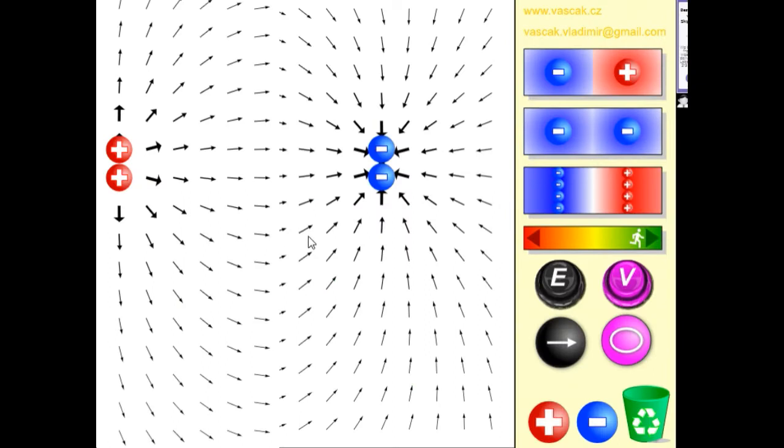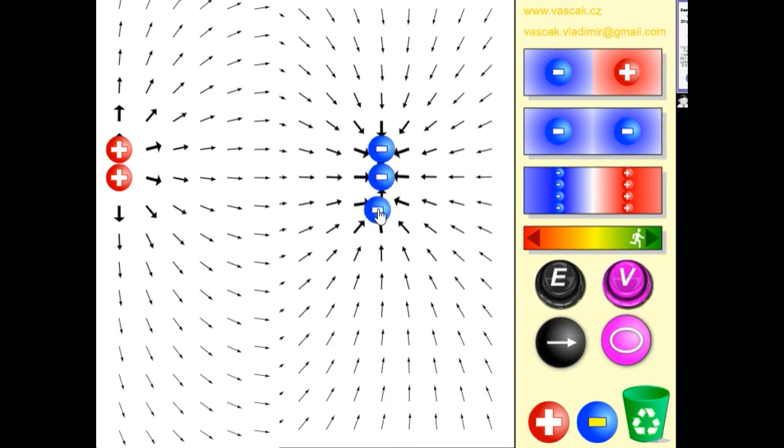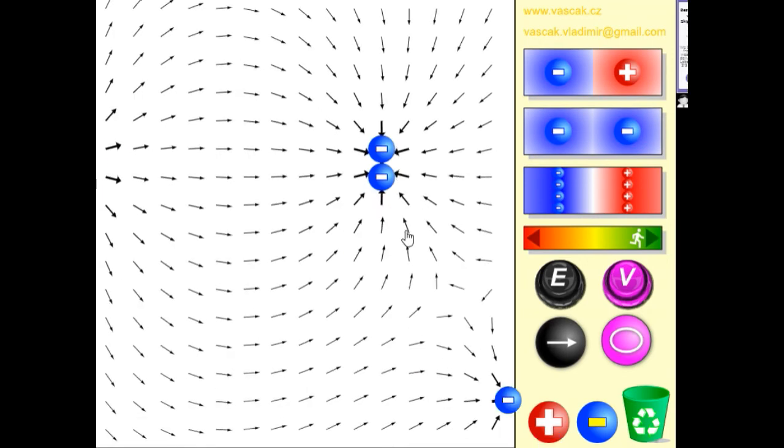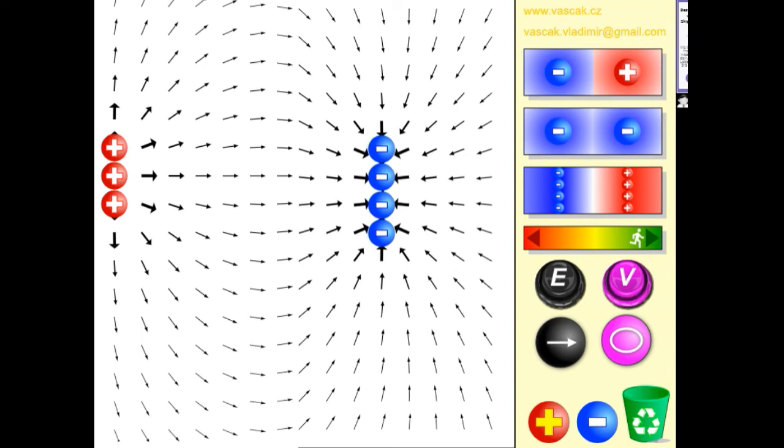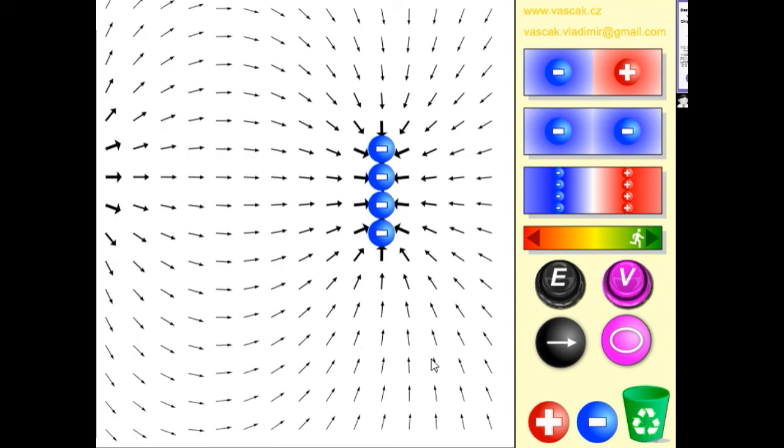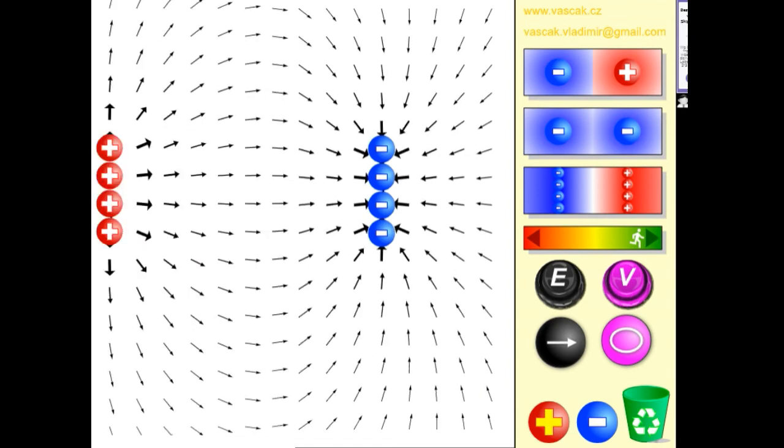Look what will happen if we add another positive and negative charge. Let us add another one here to make a line of charges. Another positive here and another positive here.